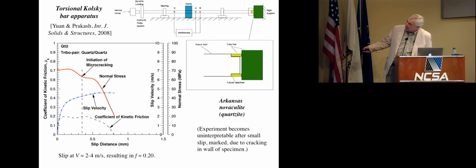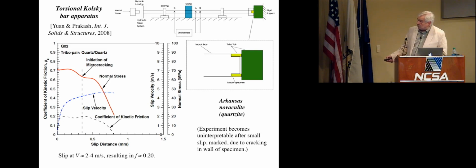This dashed line is put here because that's really the last of the points that we can believe, because the wall of the apparatus broke. Terrible things like that happen. But in any event, over the good part of the experiment, you see there really was a very low friction.